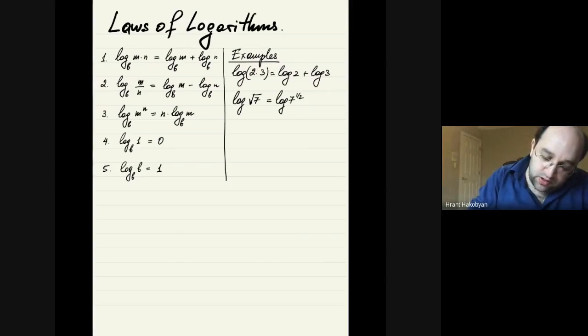So now by this rule, rule number 3, I can always take this power and write it in front. So take this and put it in front. So the answer is going to be 1/2 logarithm of 7.